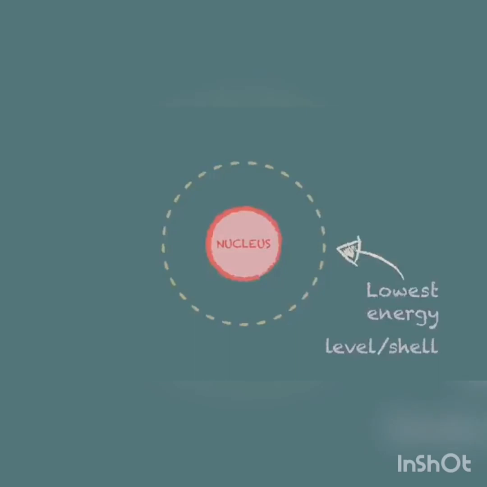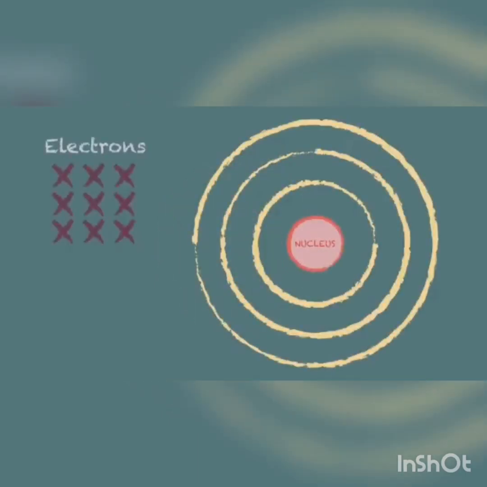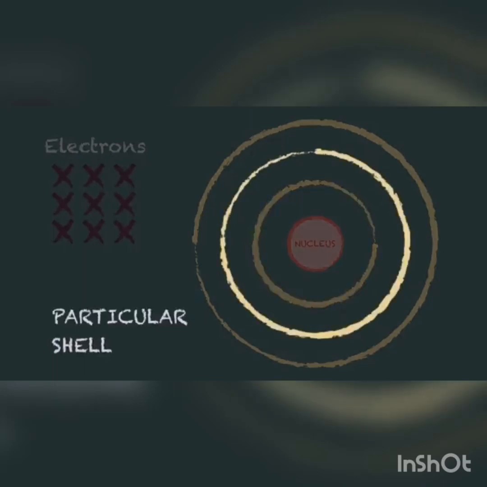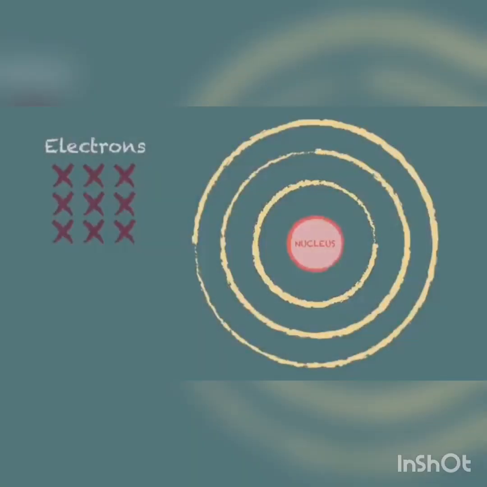In our diagrams, the shell nearest the nucleus is going to represent the lowest energy level or shell, and we draw a circle to depict each shell. We use a dot or a cross to represent each electron, and we'll represent the nucleus by the chemical symbol. Each electron in an atom is in a particular shell, and the electrons must occupy the lowest available shell nearest the nucleus. So, when we are drawing the electron configuration, we have to fill up each shell in turn, starting with the lowest.